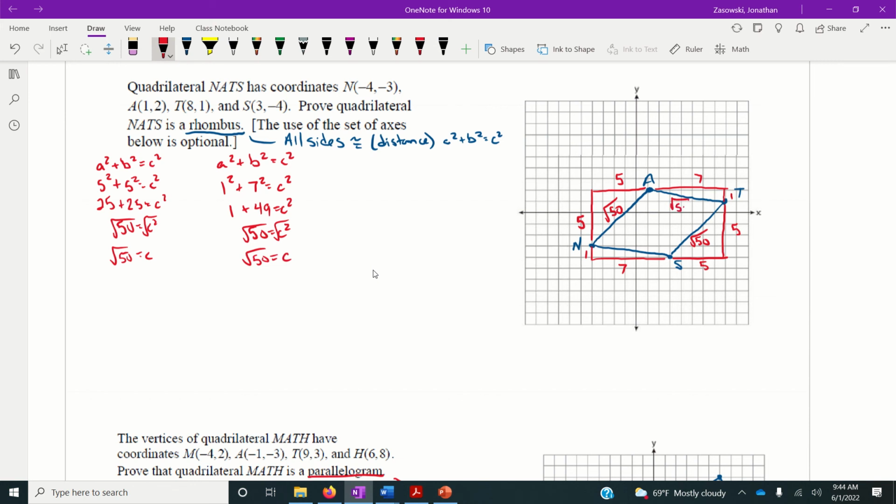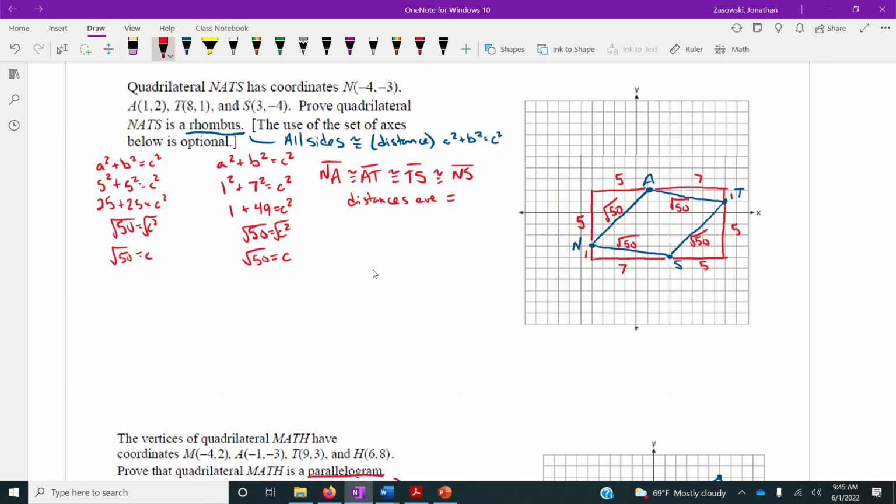So because each of these sides has a length of the square root of 50, we know that they all have to be equal. So we're going to go ahead and make a quick statement about that. We're going to say NA is congruent to the next side, which is AT, which is congruent to the next side going around the corner here, TS, and that's congruent to the next line, which is NS. How do we know that these are equal? Because we just showed that the distances are all the square root of 50.